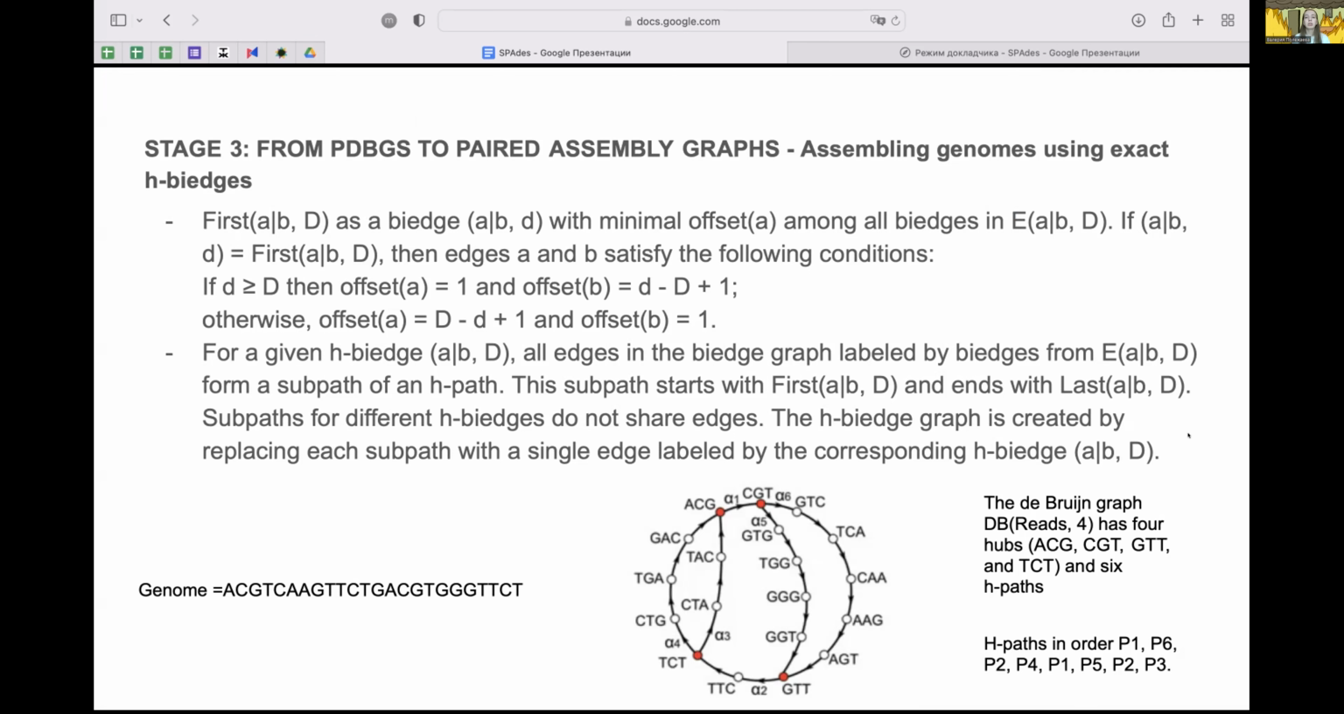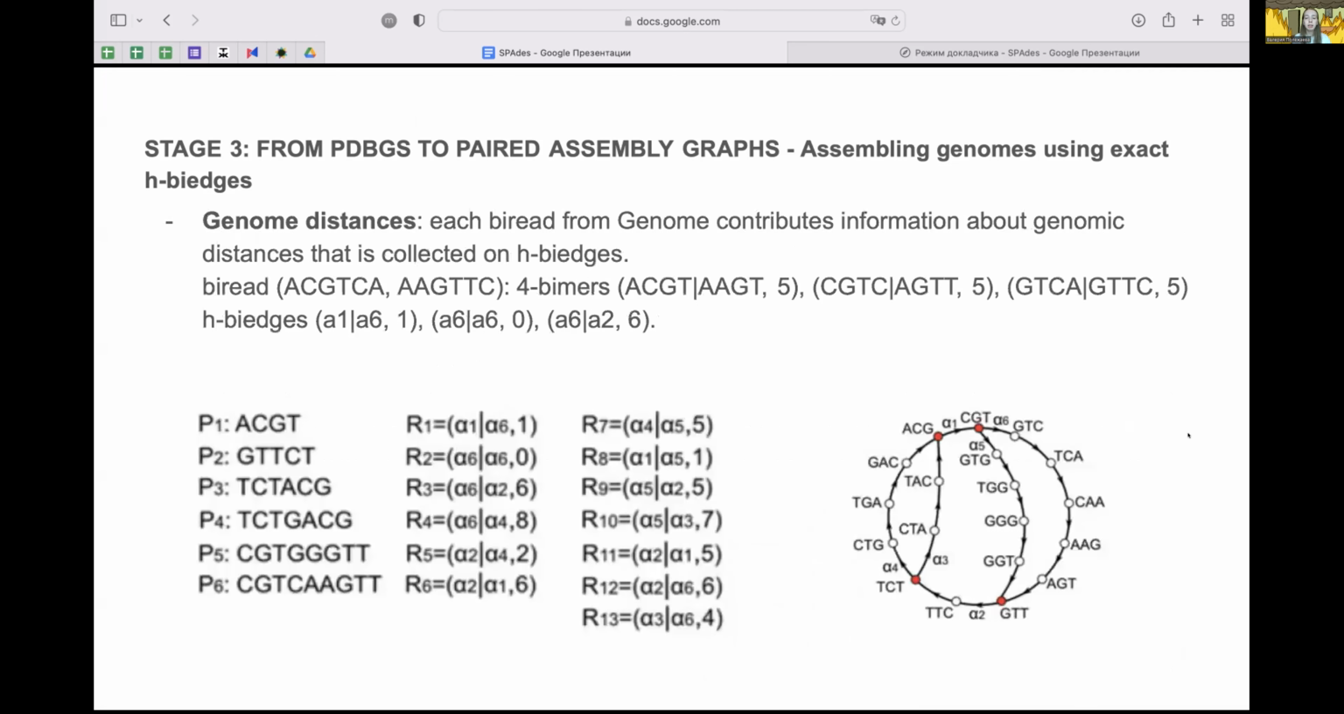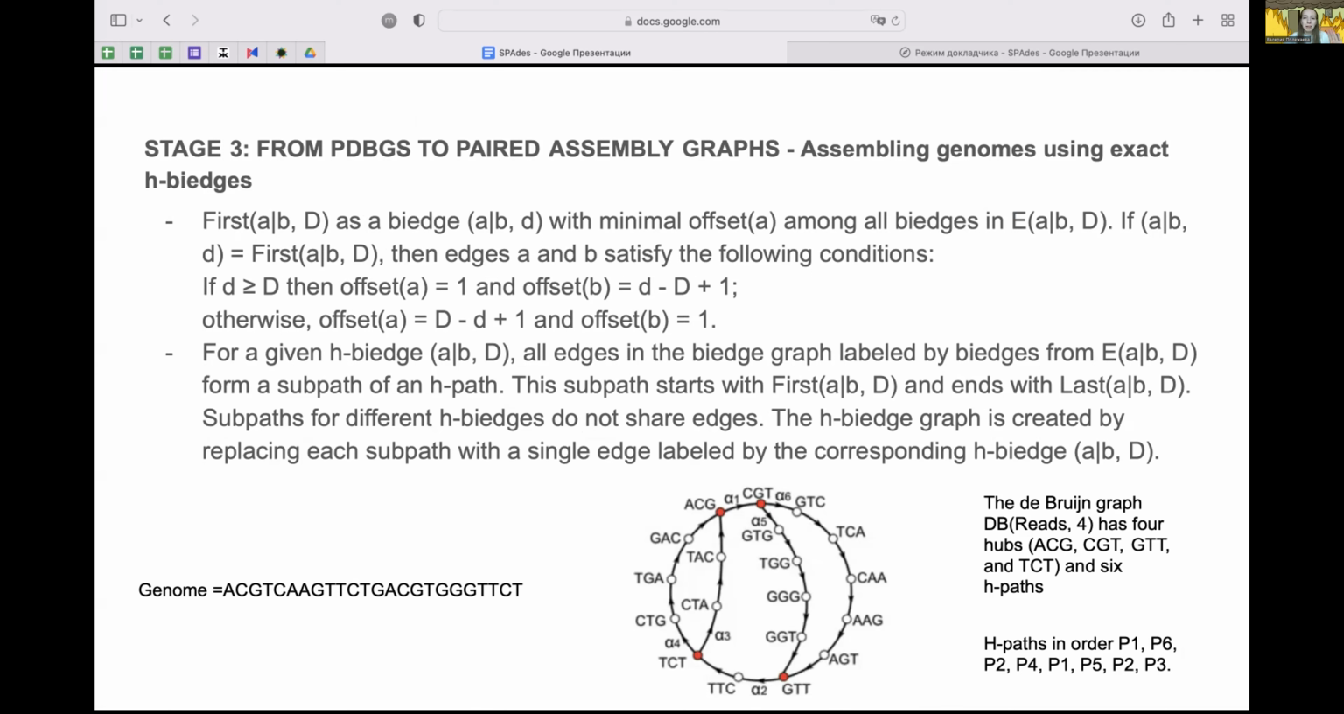Let's look at this example. Yes, thank you. This graph, let's look at it. It has 4 hubs, 4 vertices marked with red color, and it has 4.